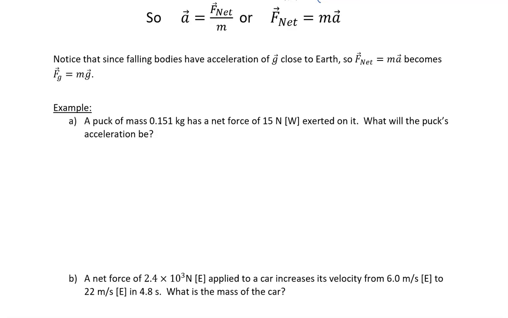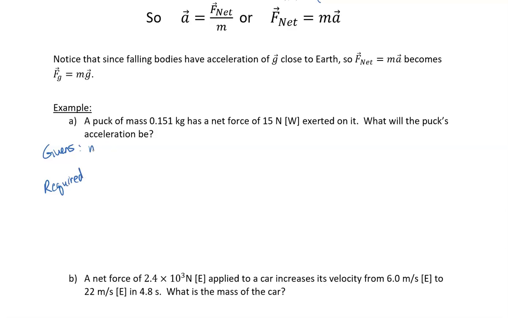The first question says a puck of mass 0.151 kilograms has a net force of 15 newtons west exerted on it. What will the puck's acceleration be? And so again, these should be relatively straightforward as we get used to them. But we're still going to go through the process of writing our givens and required and everything on the left side, and then our analysis, solution, and statement on the right side.